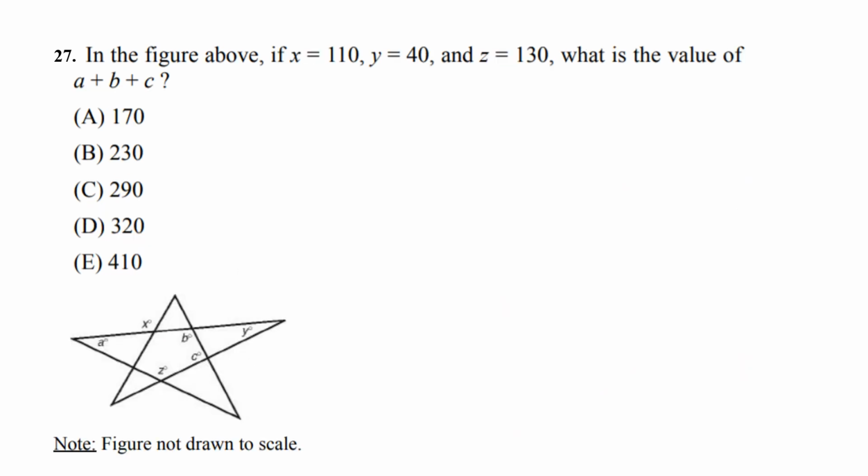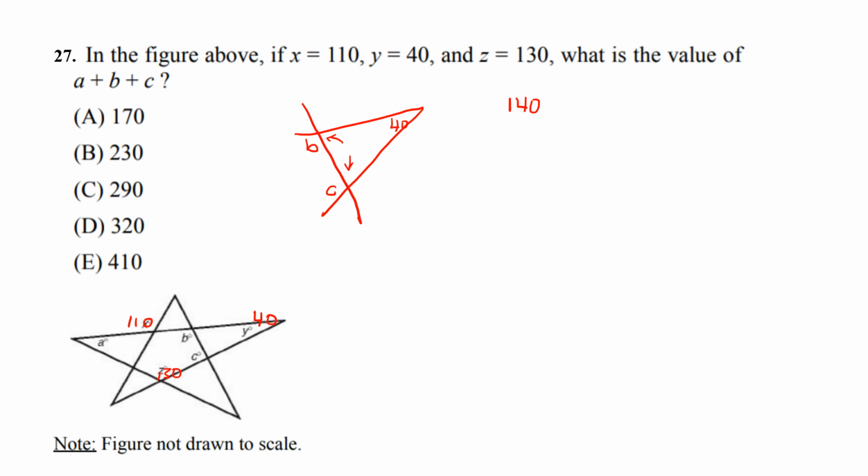In the figure above, if x equals 110, y equals 40, and z equals 130, what is the value of a plus b plus c? All right, I want to start off with this triangle on the right-hand side. We have b here and c here, and we know this is 40. So we know that these two angles here must add up to 140, because 180 minus 40 is 140.